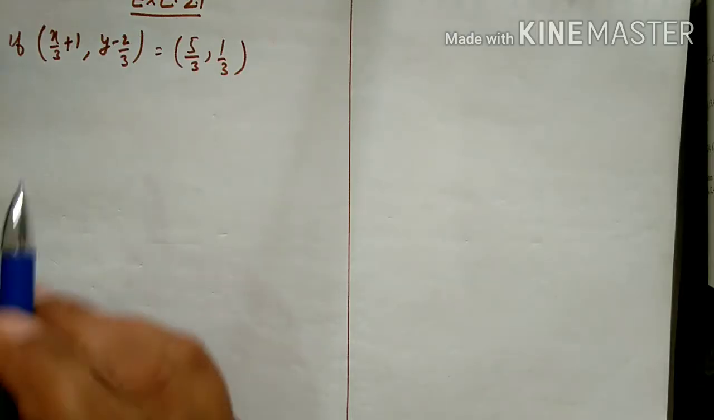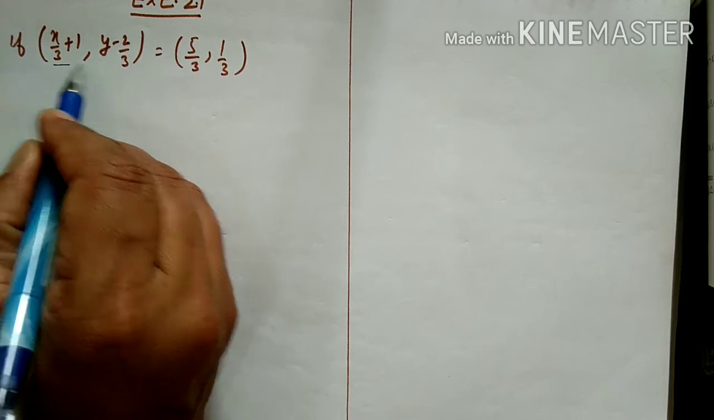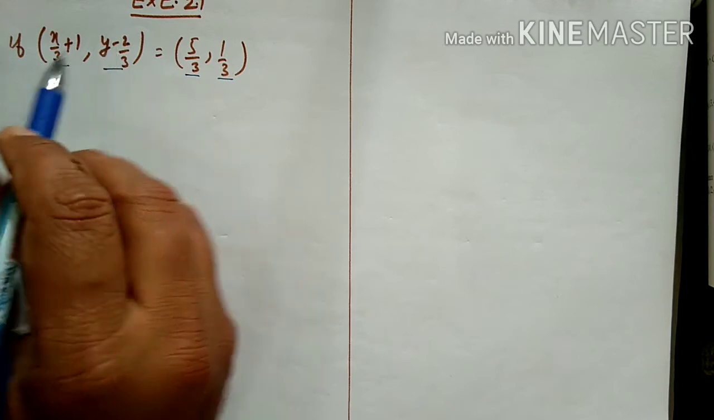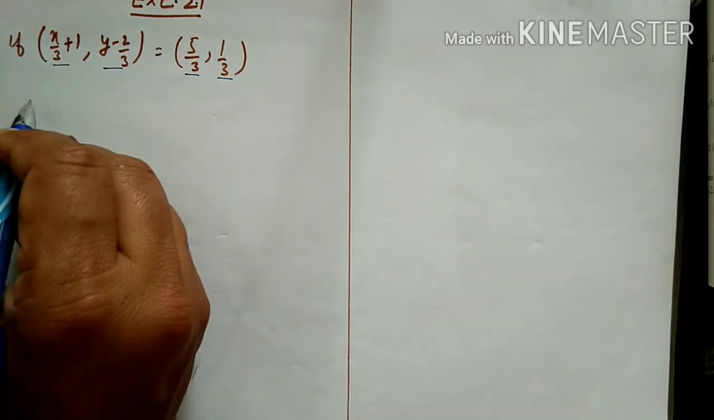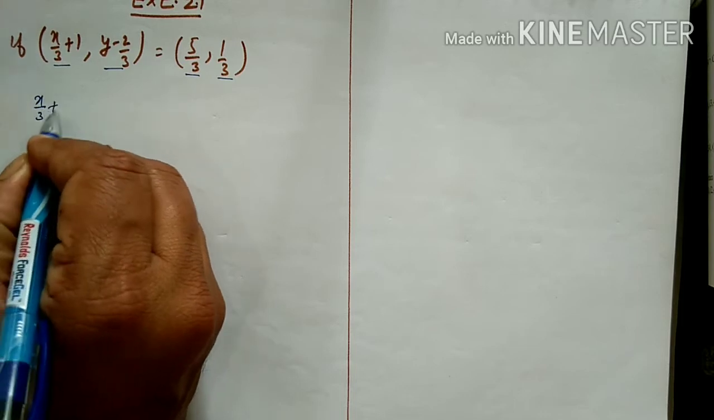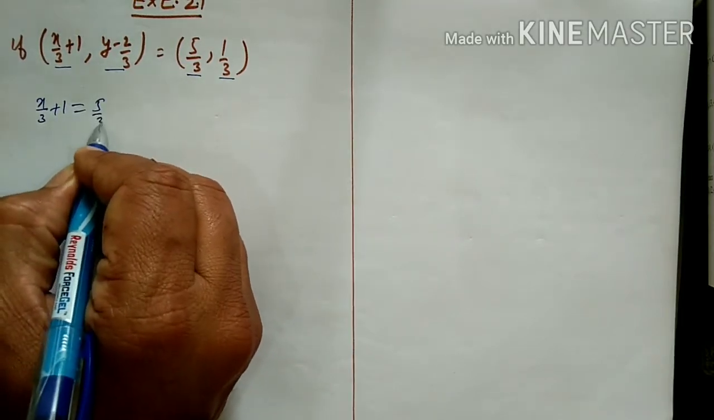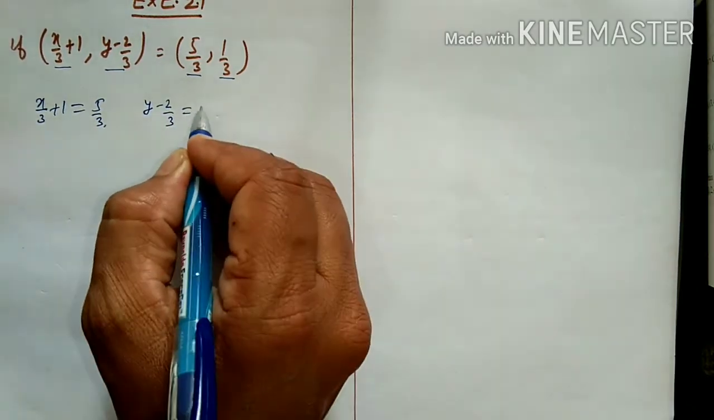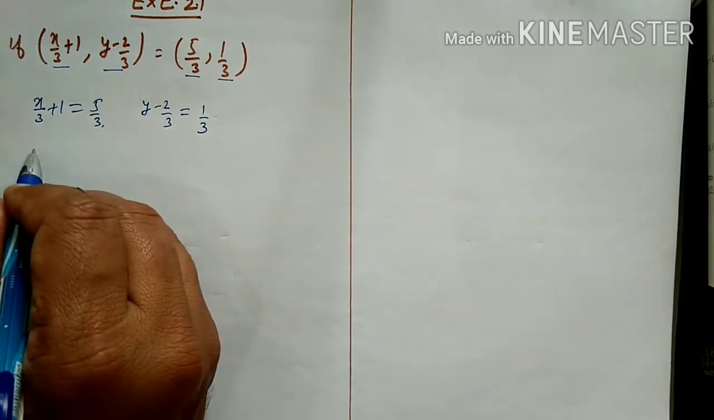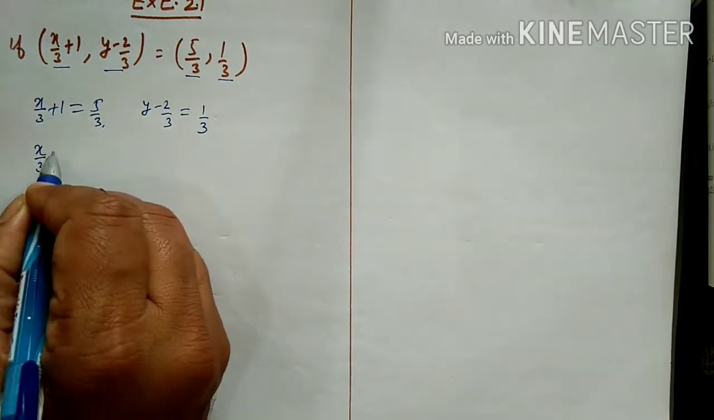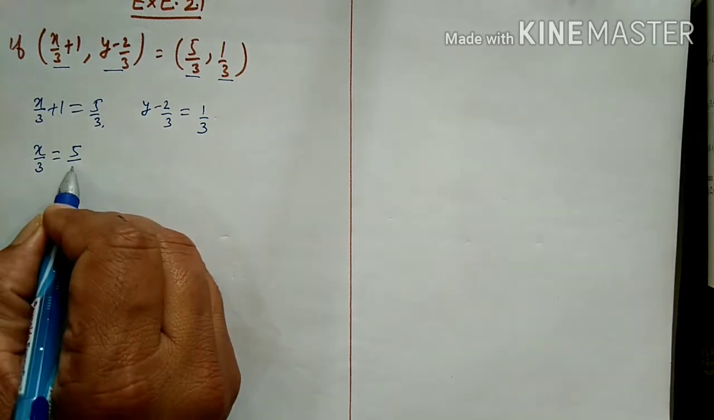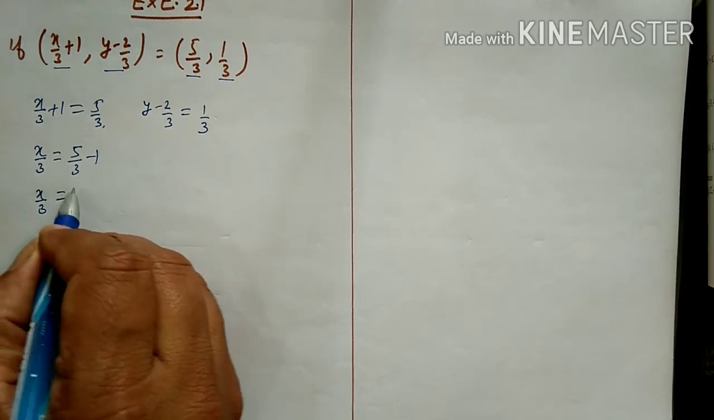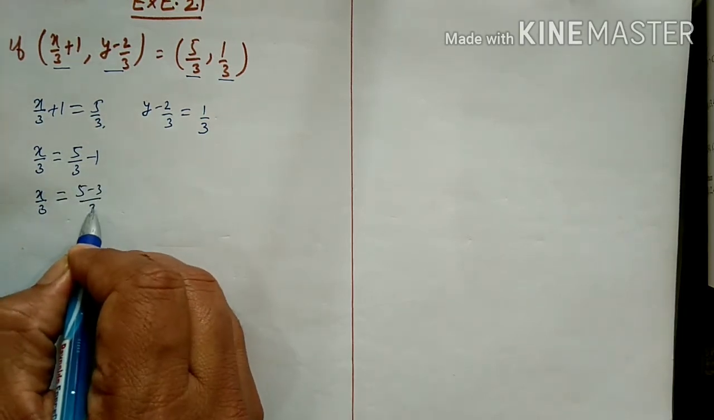So now we have this question. We know that we have arranged them as an ordered pair. The first position gives x/3 + 1 = 5/3, and y - 2/3 = 1/3. So finally we have x/3 = 5/3 - 1, which is x/3 = (5 - 3)/3.